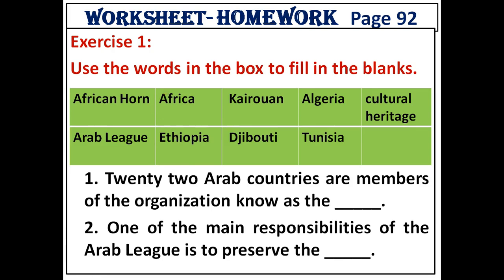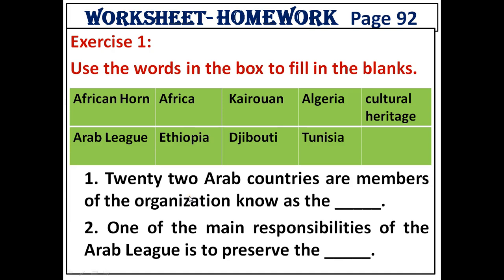The first word given to you is African Horn. Second is Africa. The third word is Cairo. Then Algeria, cultural heritage, Arab League, Ethiopia, Djibouti and Tunisia. These are the different words given to you to choose from and fill in the blanks in the sentences given below.